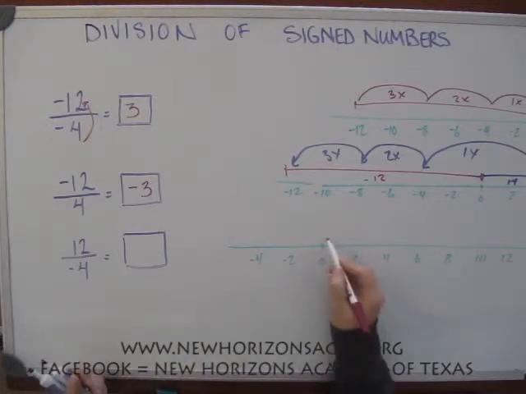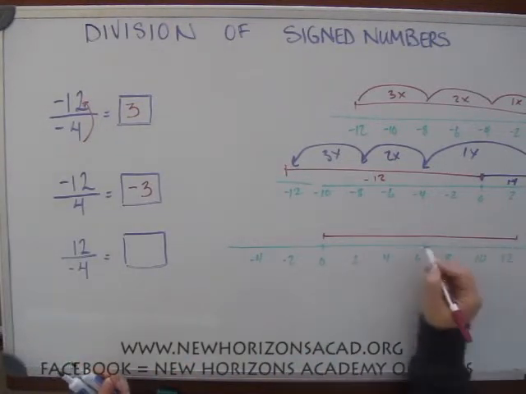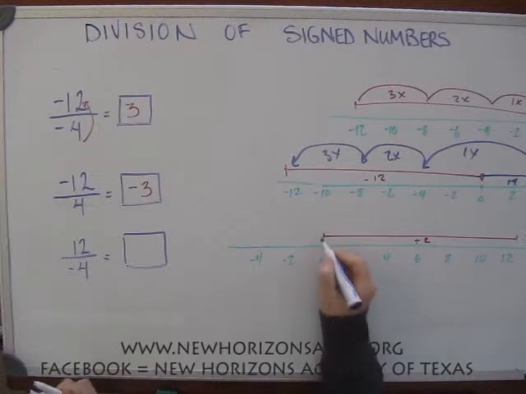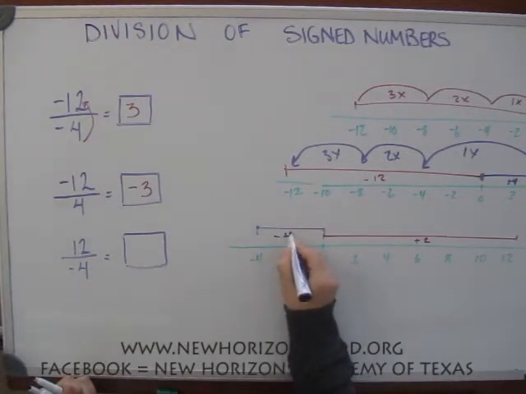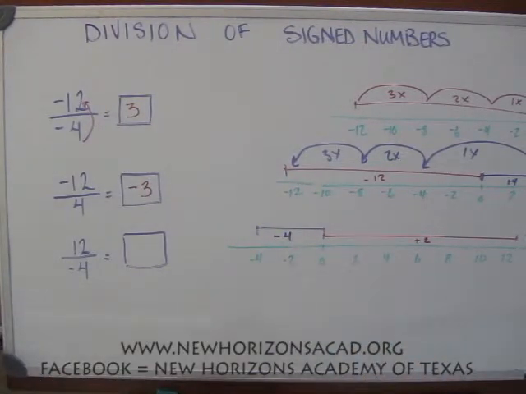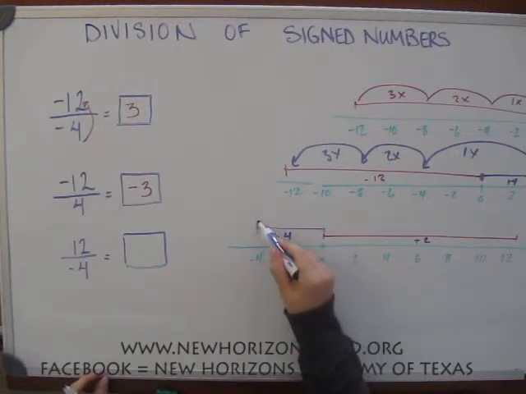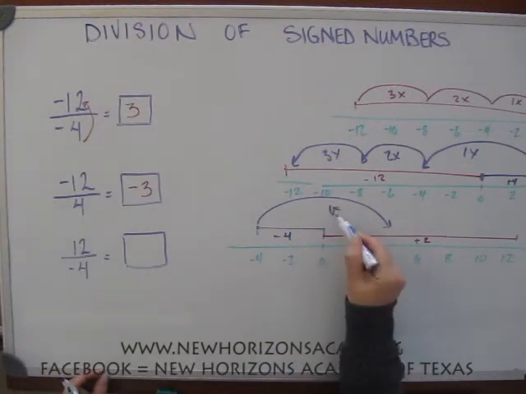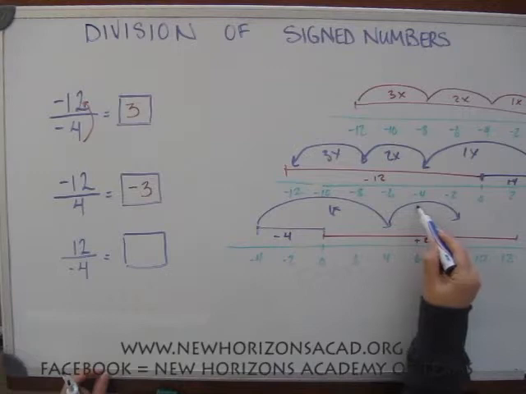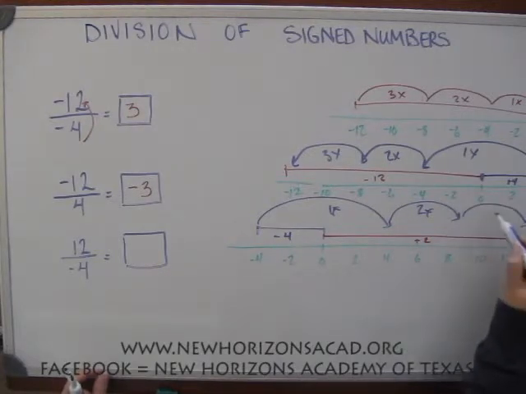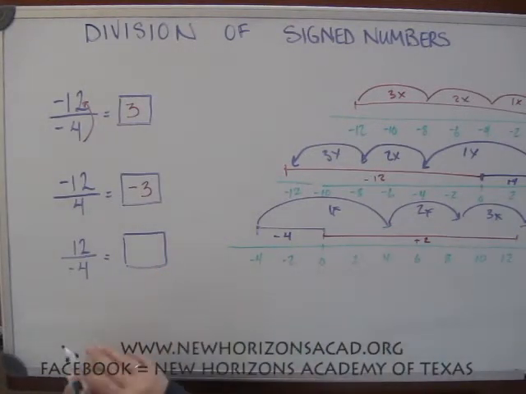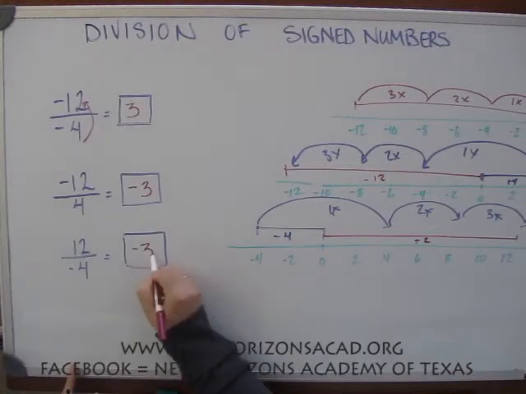Here I have 12. And I want to know how many negative 4s fit in there. It doesn't, not at all. But the opposite of negative 4, which is 4, fits in once, twice, 3 times. So the answer is negative 3.